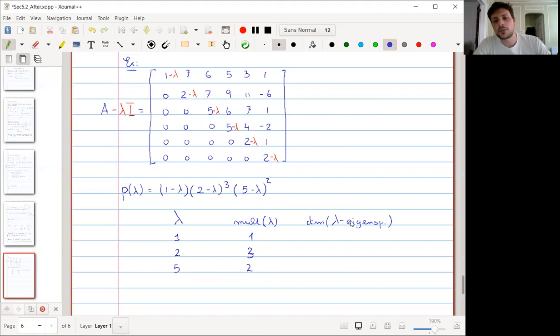So what I know about the corresponding eigenspaces is that the dimension of the 1 eigenspace is exactly 1. The dimension of the 2 eigenspace is less than or equal to 3. I can't say anything more. And likewise, the dimension of the 5 eigenspace is less than or equal to 2. And, well, by the very definitions, we also know that they're bigger than or equal to 1.